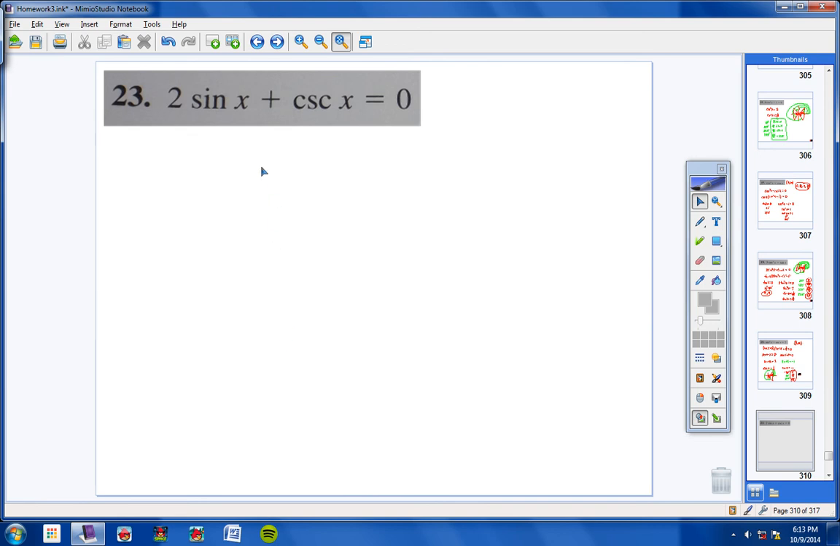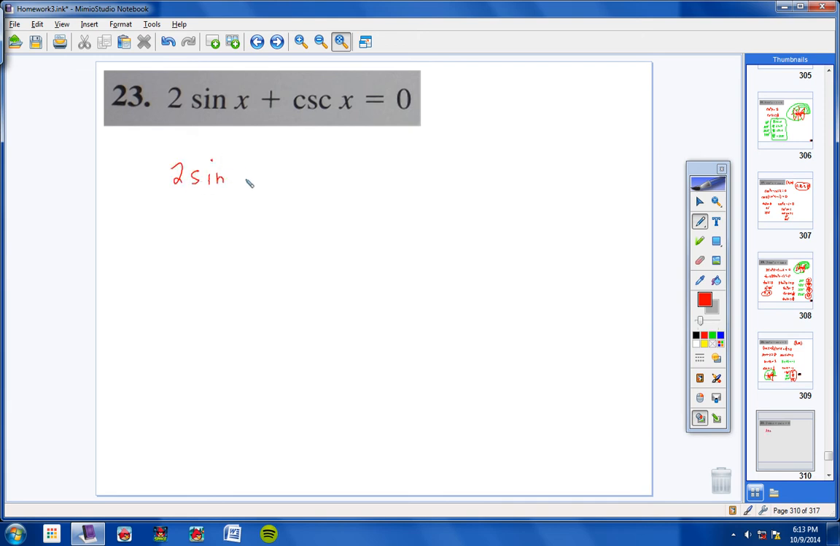23, notice we have a 2 sine x and then a cosecant x. Now what we're going to have to do here is we're either going to have to try to factor. If both of these terms had a sine in it, then we could factor out a sine. Okay, but that's not the case. We have a sine and a cosecant, so we're going to have to make a substitution so that we have all of the same trig functions in here. Now, obviously, the first thing that comes to mind for me is the fact that cosecant and sine are reciprocal functions of each other.